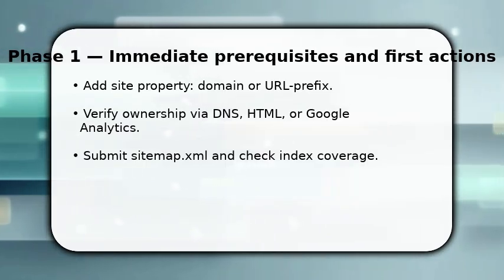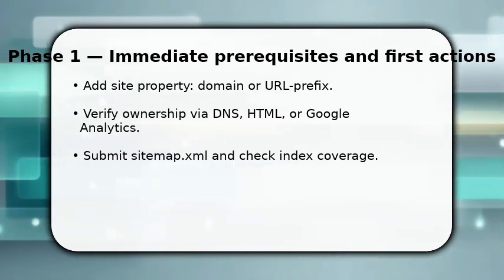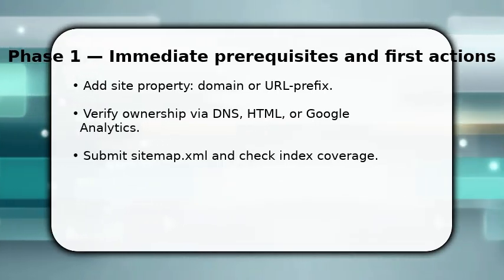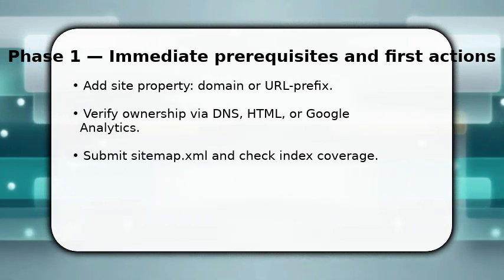Make sure to inspect key URLs in the coverage report to spot indexing errors. Use the URL inspection tool for one-off fixes and prioritize high-traffic pages. This gets your data flowing immediately, so you can act on real signals rather than guesses about visibility and indexing.